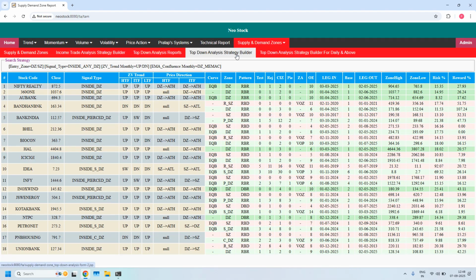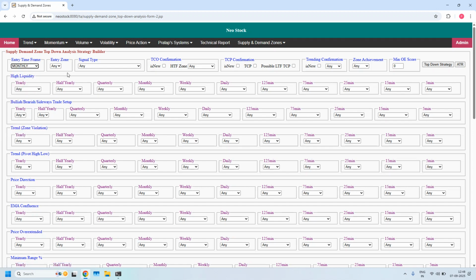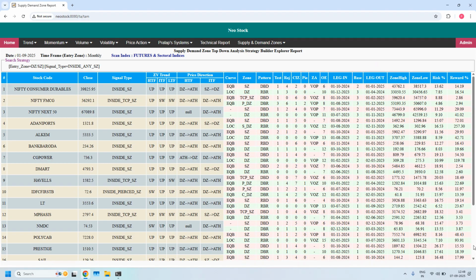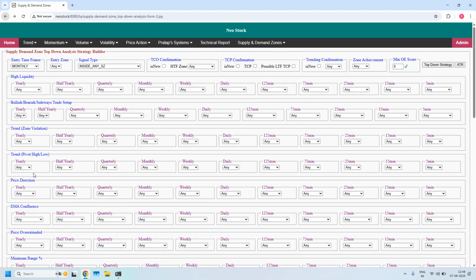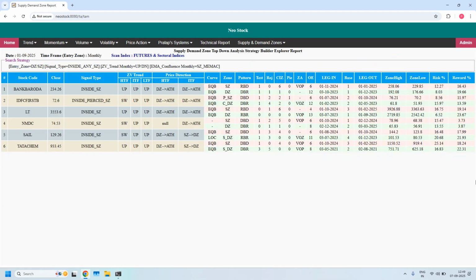Okay, next, price closed inside the monthly supply zone. First 15 stocks in the list. Scrolling the list down, total 22 stocks are filtered. We can further filter this list based on monthly supply zone having monthly EMA confluence. And trend on the monthly should not be sideways. We got 6 stocks.